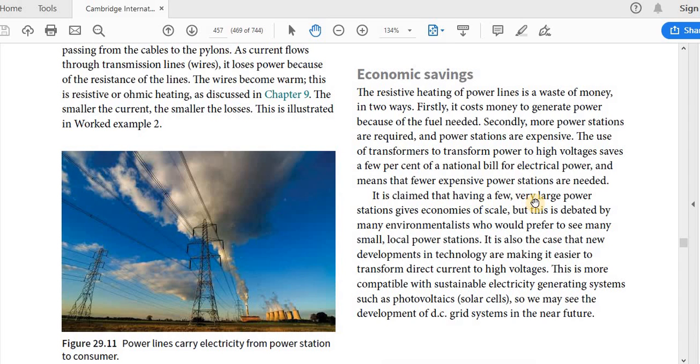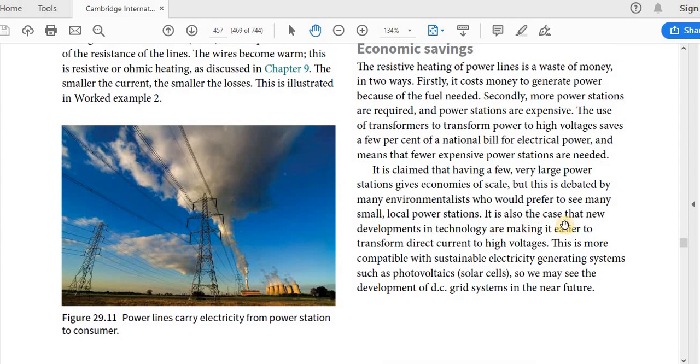It is claimed that having a few very large power stations gives economies of scale, but this is debated by many environmentalists who would prefer to see many small local power stations. It is also the case that new developments in technology are making it easier to transform direct current to high voltages.